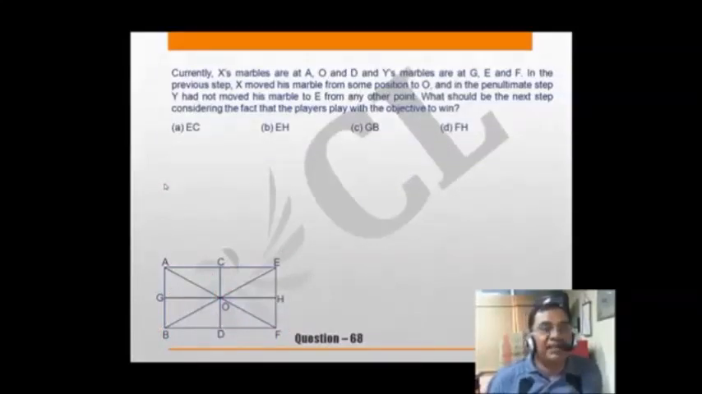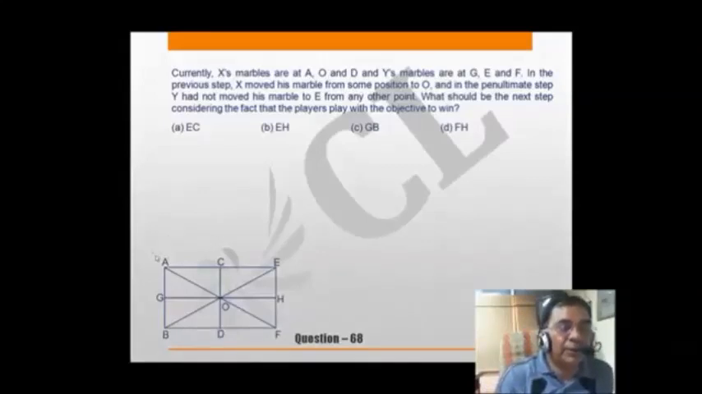Currently X's marbles are at A, O and D. Now this time I'll put it X, A and D. Y's marbles are G, E, F. Y, G, E, F.